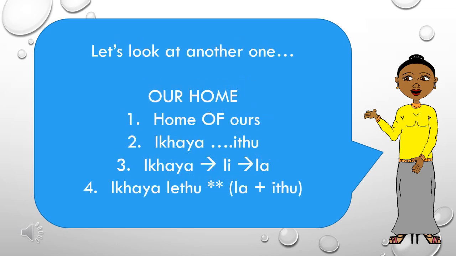Let's look at another one. Our home. Step 1, home of ours. Step 2, translate. Ikaya, something, itu. Step 3, find the of. Ikaya, in the table, takes li. Li takes la in the possessive. Step 4, add it all together. Ikaya, la onto itu gives you letu. Remember, 2 vowels can't stand next to each other, so A and I make E.